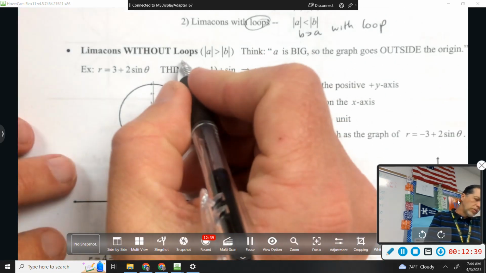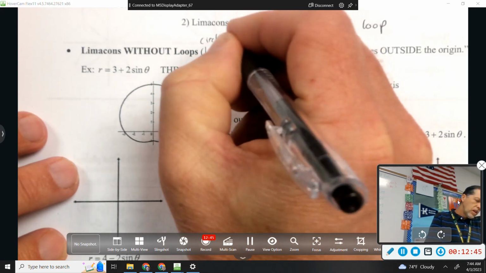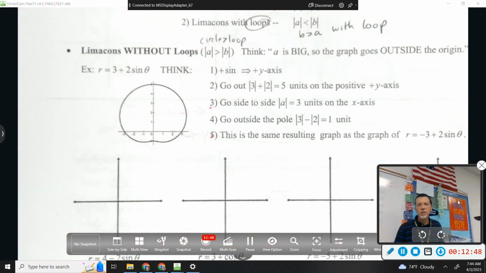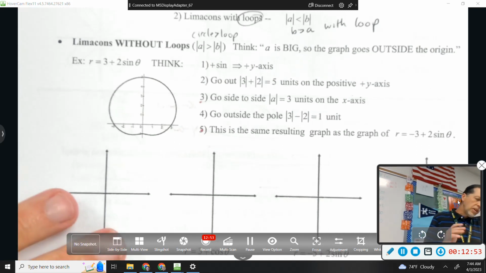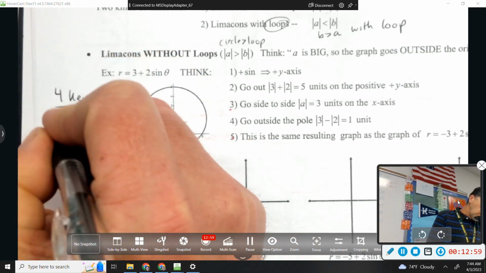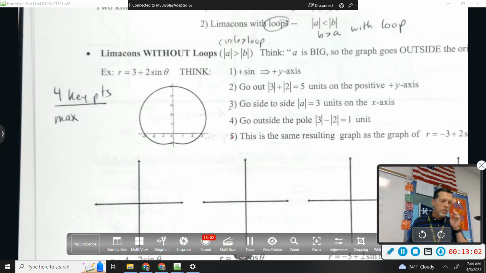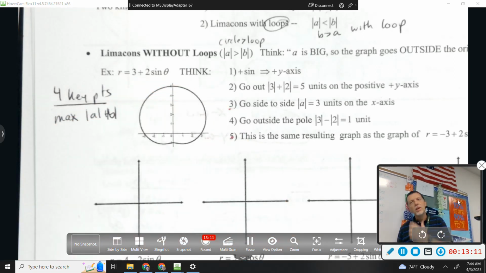So first without loops. So that means the circle part is bigger than the loopy part. So they're going to be more circular than loopy. That's how I think of it. So they're not going to go through the origin, but you're still going to have 4 key points. You're still going to have a max. That's A plus B, with the absolute values on there. So the signs control which way it goes. So once you know that, you can sort of ignore the signs and just take the numbers. A plus B gives you the max.